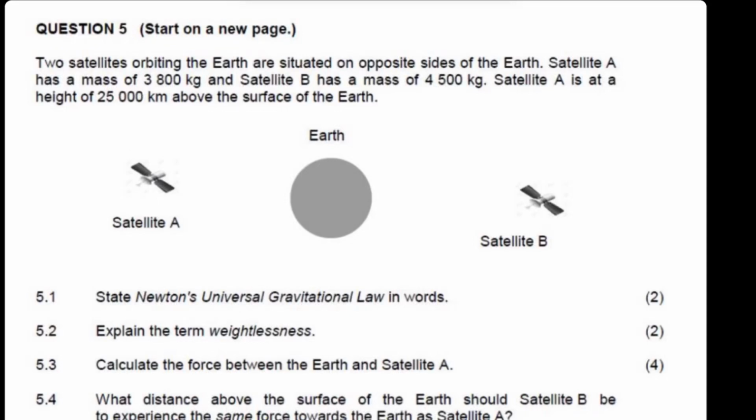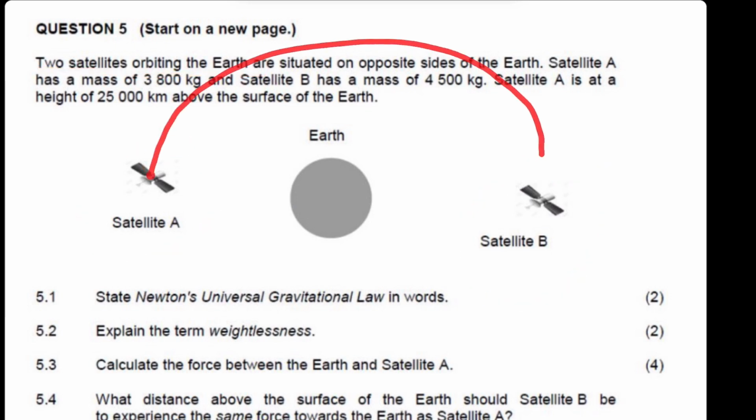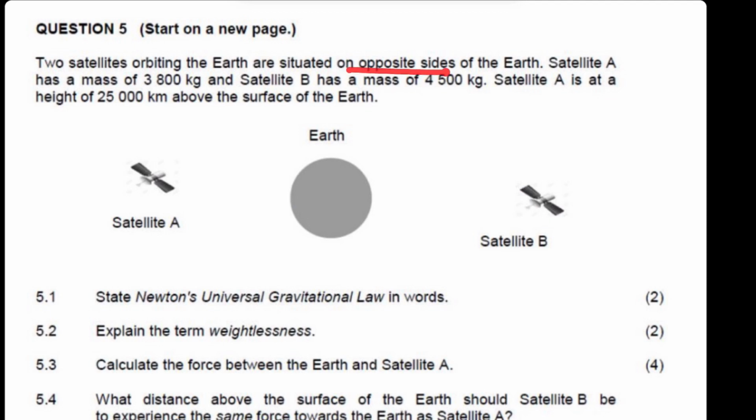Good day, folks. Here's another question on universal gravitational law. It says here two satellites are orbiting the Earth, moving around on opposite sides of the Earth. Satellite A has a mass of 3,800 and satellite B has a mass of 4,500.